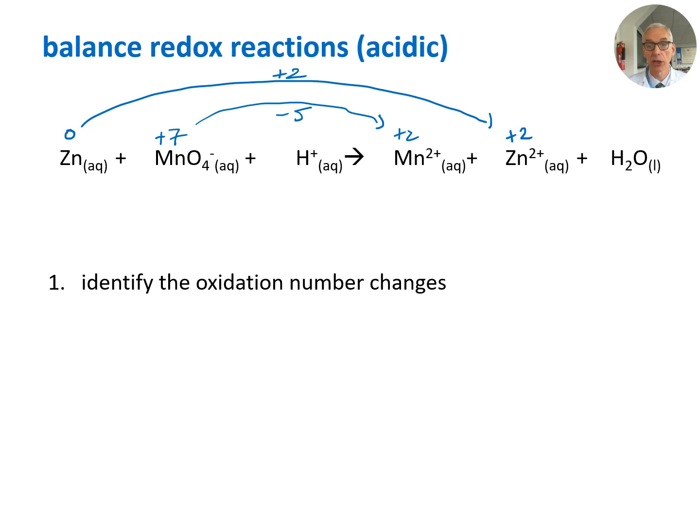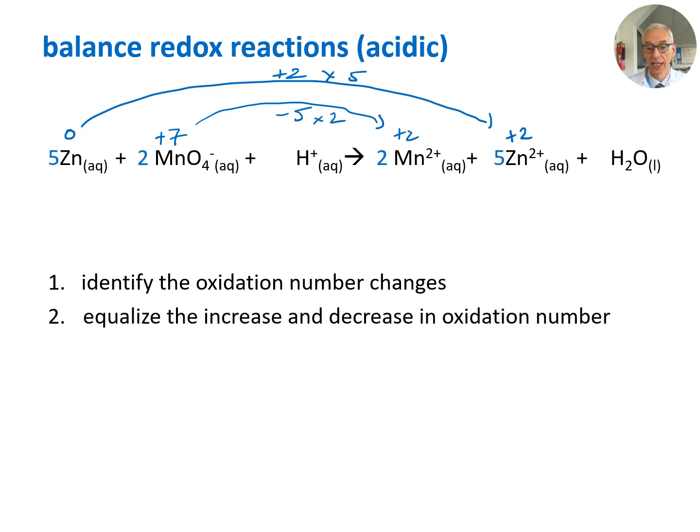Now, how are we going to equalize that? Well, we're going to have to multiply the zinc by 5, and the manganate by 2, so that they equalize at a change of +10 and -10. So we have here 5 zincs, 2 manganates will give us 2 manganese 2+ and 5 zinc 2+. So we've now equalized the increase and decrease in oxidation number.